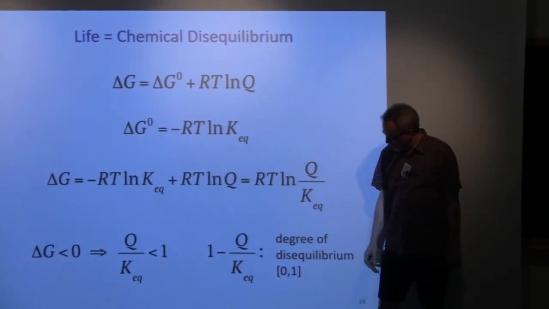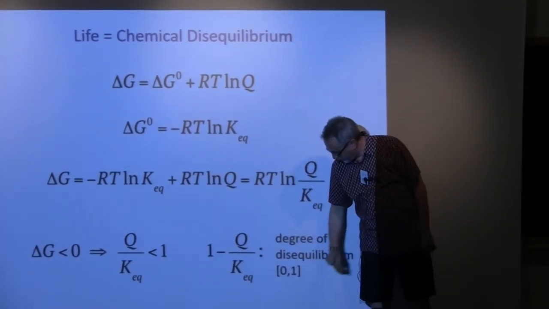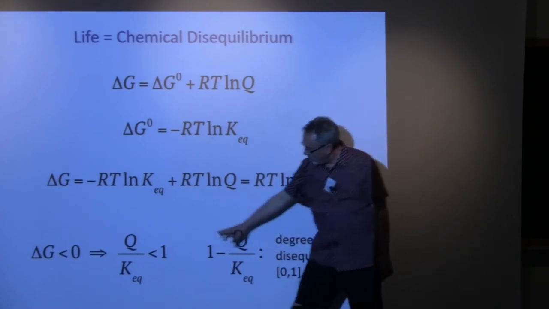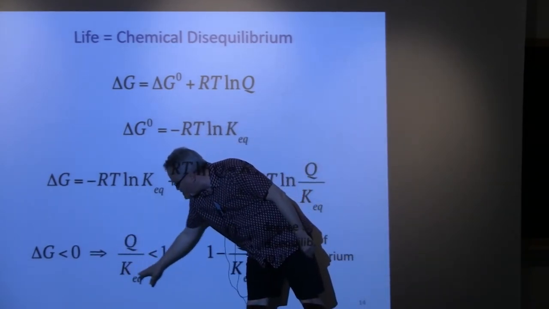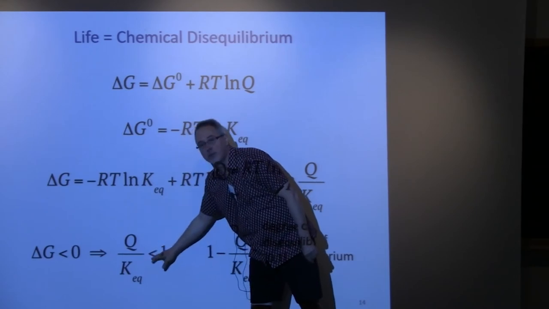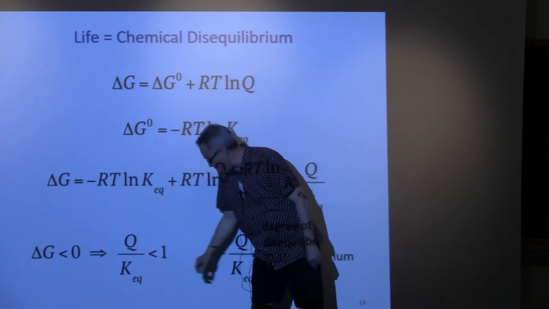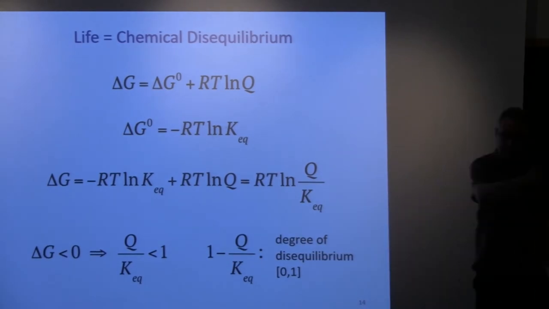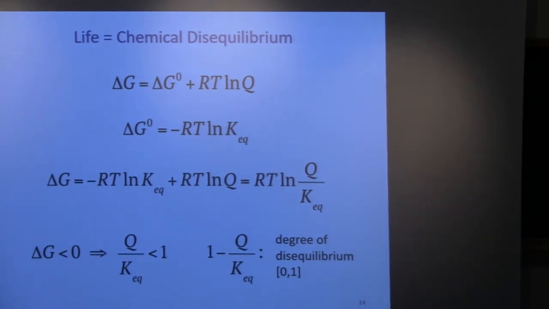You cannot generate energy. The maximum value of this degree of disequilibrium is equal to 1. When Q, this number here, Q over K, becomes very, very small, much, much smaller than 1, then you have essentially 1 minus 0, and you get 1. So then you have maximum disequilibrium.